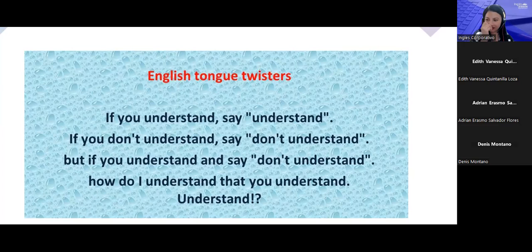Más rápido. If you understand, say understand. If you don't understand, say don't understand. But if you understand and say don't understand, how do I understand that you understand? Understand. All right. Interesting. How was it, class?